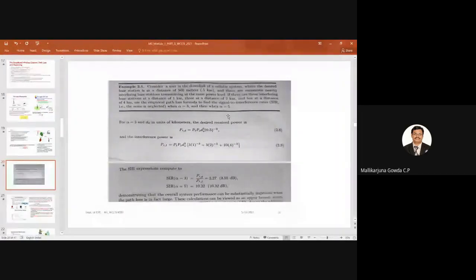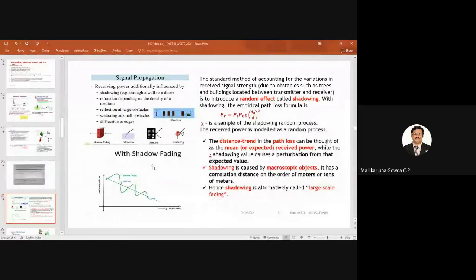Then I discussed the shadowing. Basically, I said shadowing happens due to obstacles, objects between the transmitter and the receiver. It may be due to big buildings, right? So the electromagnetic signal has to pass through that, and due to that, I said the shadowing will happen.